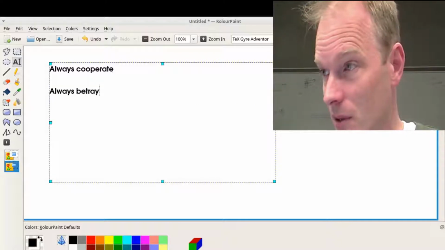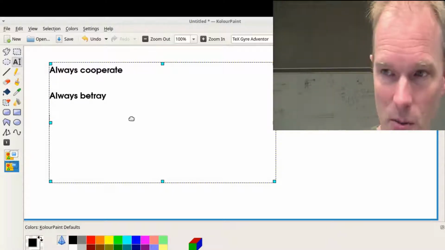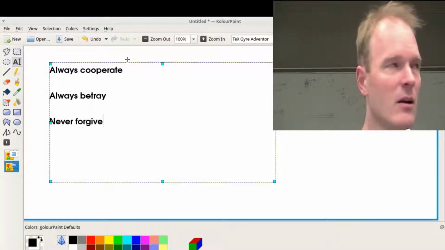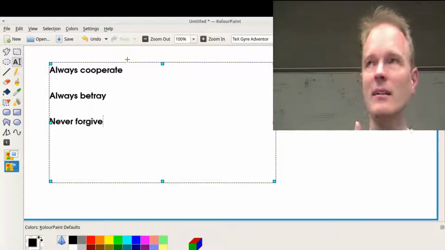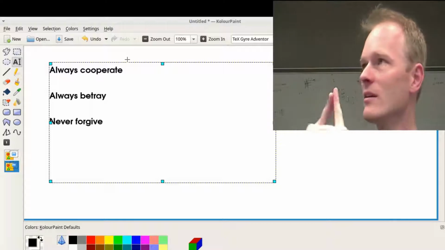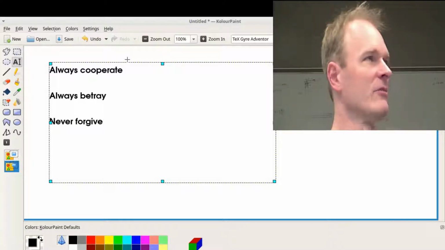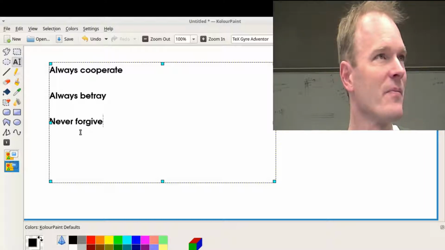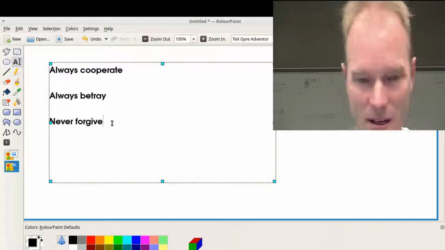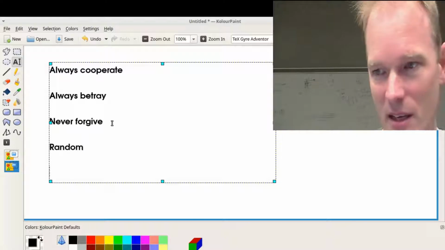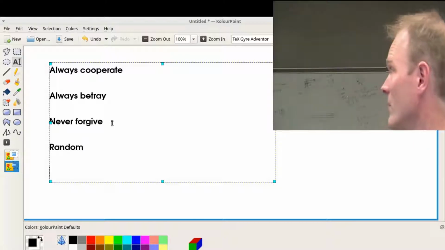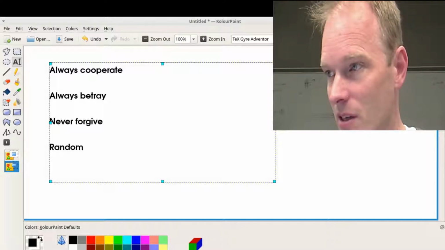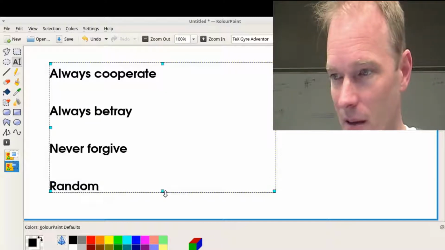Okay, there's another one called never forgive. This one basically says cooperate, cooperate, cooperate until your partner stabs you in the back one time, and then you stab him in the back forever. See how this one's kind of a pretty good strategy? Maybe? Okay. Then there's a random strategy, and these are just the really simple ones I can think of. You can imagine coming up with hundreds of these things, right? How do you think they do?